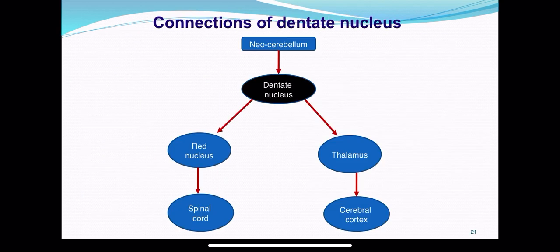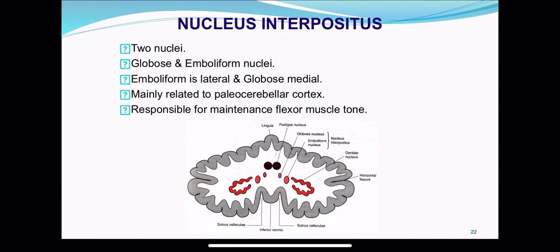Connections of dentate nucleus: the neocerebellum will send its impulses to the dentate nucleus. The dentate nucleus will further analyze it and synchronize it. It will process it and send it to the red nucleus of the midbrain, from there to the spinal cord, or to the thalamus, and from there to the cerebral cortex. So the dentate nucleus will decide what to do with the impulses it receives from the neocerebellar regions. Nucleus interpositus is a name given to two nuclei together, the globose and the emboliform nuclei.